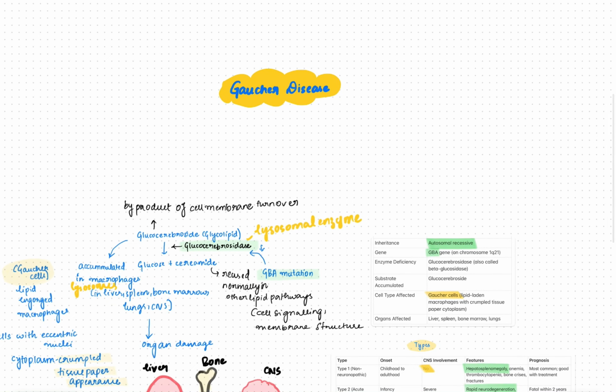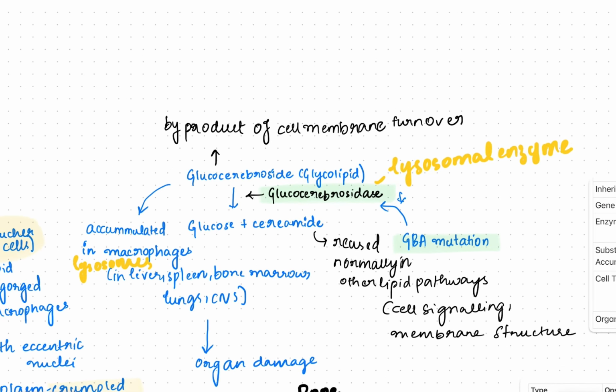Hello everyone, in this video we are going to discuss Gaucher disease. So Gaucher disease is a lysosomal storage disorder. The enzyme deficient here is glucocerebrosidase.